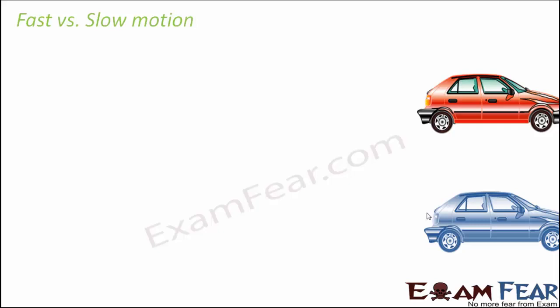You observe that the blue car was fast and the red car was slow. So why was this an example of fast motion? Because it very quickly changed its position. In a short interval of time, it reached from position A to position B. But the red car took more time to reach from position A to position B.